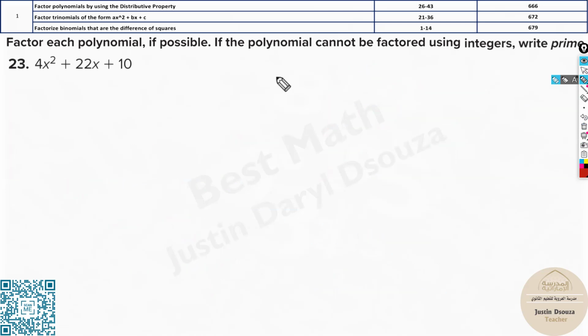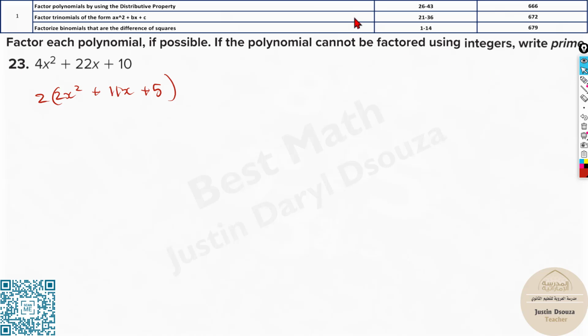Okay, this one is important. Why? Because when I look at the problem, I see there are all even numbers, so I can take 2 outside. It'll be 2 times x squared plus 11, sorry, it's 2x squared. 2 times 2 is 4, 11x plus 5. Now we cannot simplify it further, and here we use the calculator.